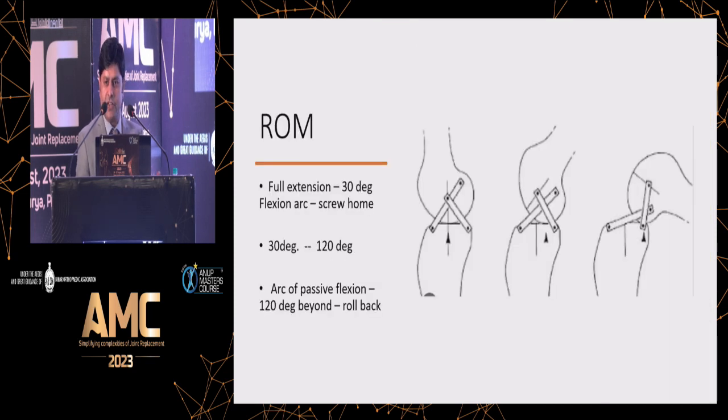Does it affect the range of motion? If we look in a little more detail, we can divide the knee range of motion into three arcs. The extension arc, where you have the screw home mechanism. Then the functional arc, 30 to 120 degrees, where the radius shifts slightly backward or posteriorly. And then the passive flexion, 120 degrees and beyond, where there is posterior rollback.